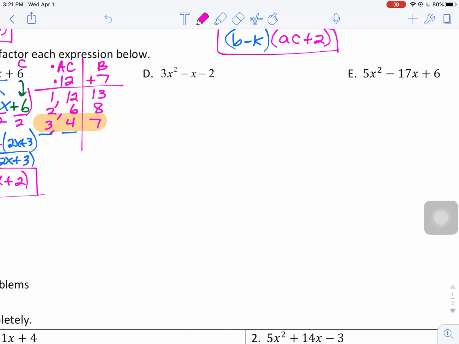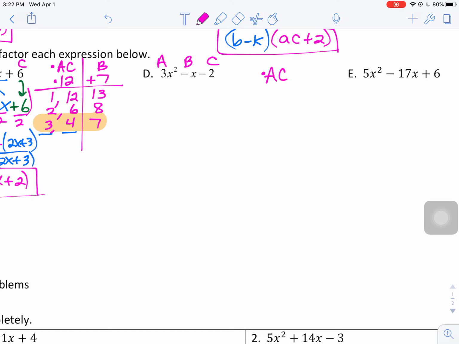Next thing we should check, is it 3 terms? Is it 2 terms? Is it 4 terms? So it is 3 terms. So it's a trinomial, not a difference of 2 perfect squares. It's not 2 terms. Now that I know it's a trinomial, look at my A value. My A value is not 1. If it was 1, I would just do that basic trinomial factoring that you learned last week. But since the A value is not 1, let's do this new advanced factoring process.